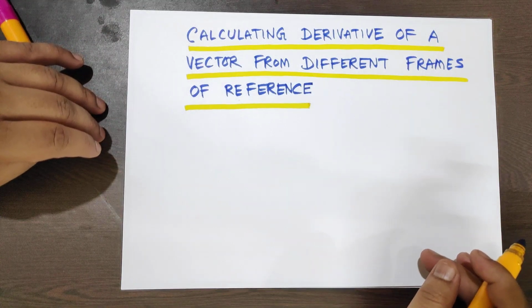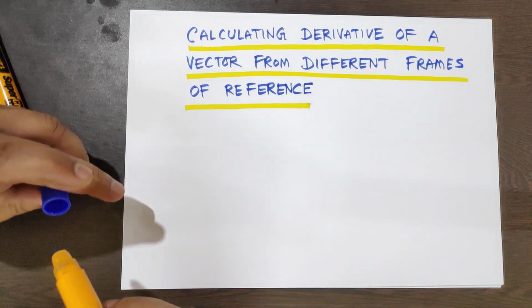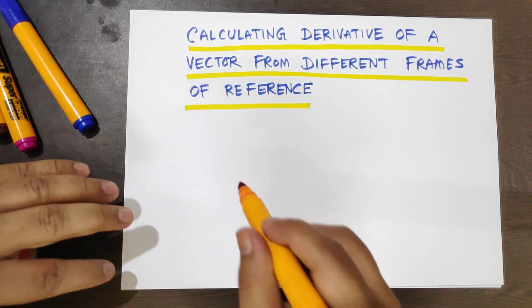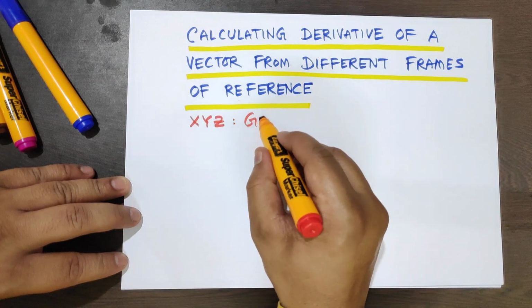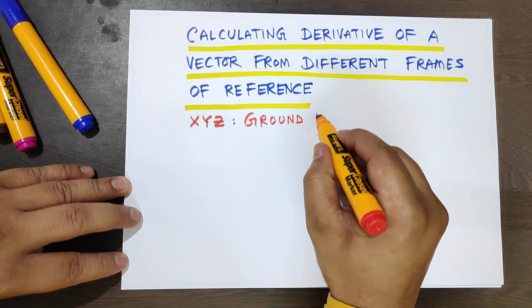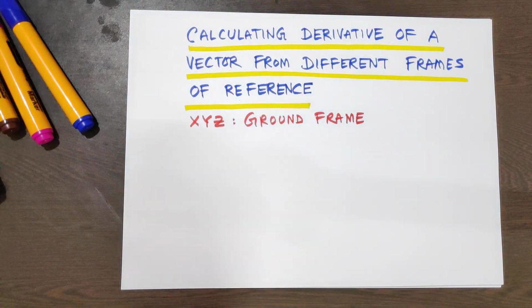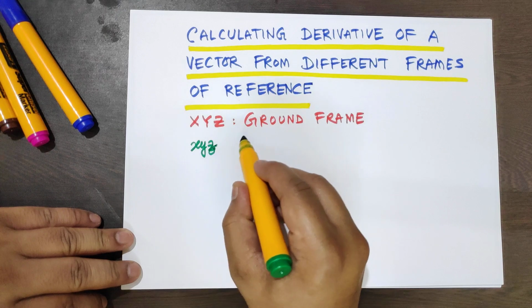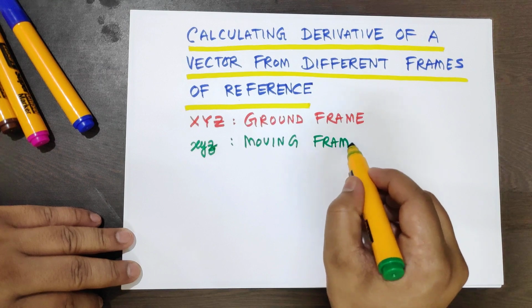Okay, so we will learn to calculate the derivative of a vector from different frames of reference. We will start with the easiest one. One will always be the ground reference, this one. So this capital X, Y, Z will be the ground frame. Another frame will be a moving frame. So this small x, y, z will be the moving frame. We will deal with various cases.